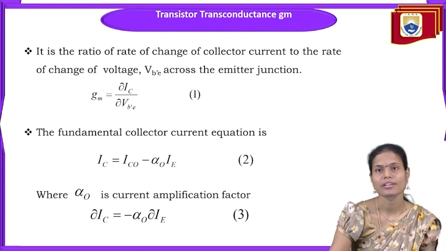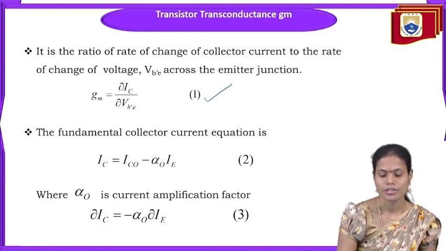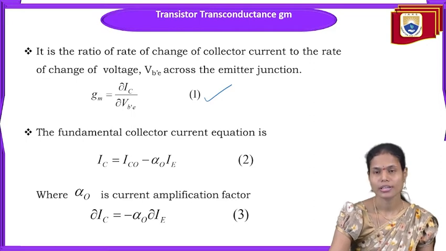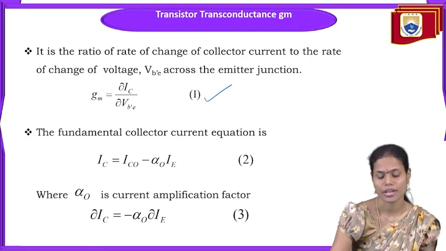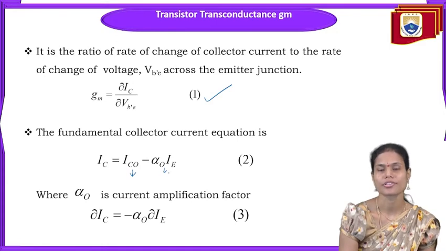So here transconductance is the ratio of collector current to the input voltage VB'E, that is the rate of change of collector current to the rate of change of input voltage, that is Gm. So to find this value, we require the collector current as well as input voltage VB'E. Generally the collector current equation from the operation of the transistor is IC equals IC0 minus alpha IE. IC0 is the leakage current or reverse saturation current when the transistor is in the reverse bias condition, and alpha naught IE is the forward bias condition current.